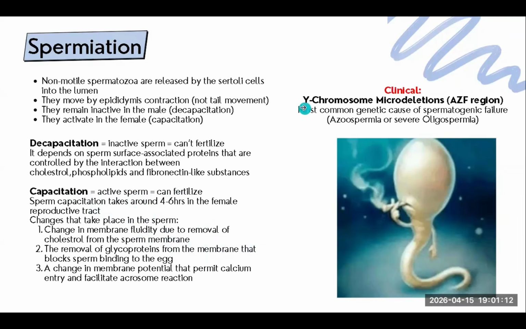A clinical case that we should remember and know, I think the doctor is going to question you on this, is Y chromosome microdeletions in the AZF region, okay? Y chromosome microdeletions in the AZF region. Just remember this. AZF region is found in the Y chromosome. And this is the most common genetic cause of spermatogenic failure. It would result in either azospermia or severe oligospermia. Azospermia simply means no sperm in the ejaculate. Severe oligospermia is decreased sperm count. We will talk about it in sperm defects.